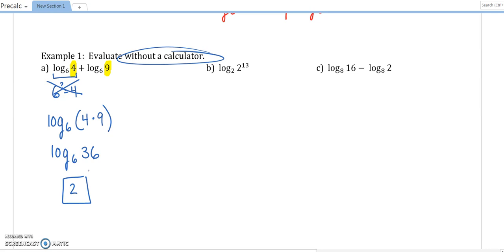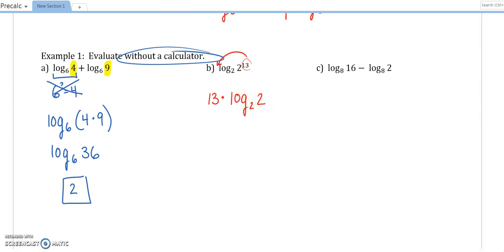Same kind of thing with letter B. So log base 2 of 2 to the 13th. This is going to be that power rule. Power rule says that if I have an extra exponent here, I can turn it into a coefficient. And that's what I'll do here. So that 13 will bring to the front. So it's 13 times log base 2 of 2.